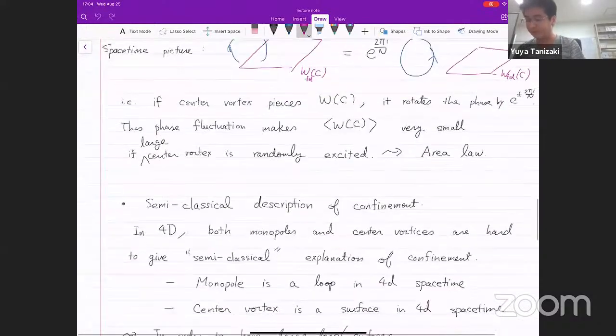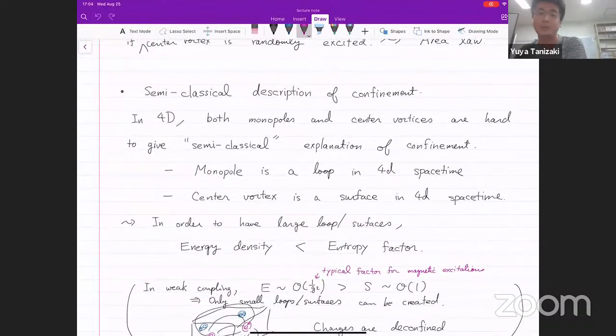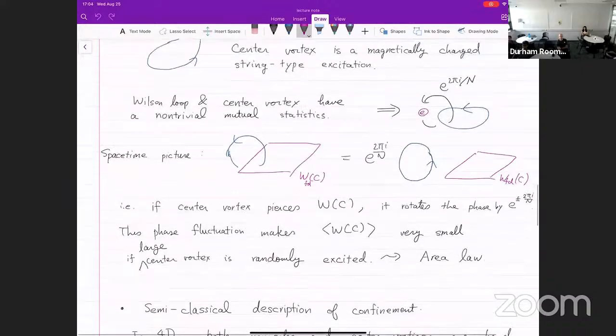Okay. So now let me discuss whether we can achieve a semi-classical description of confinement using these kinds of objects. Could I ask a question actually? Yes, of course.